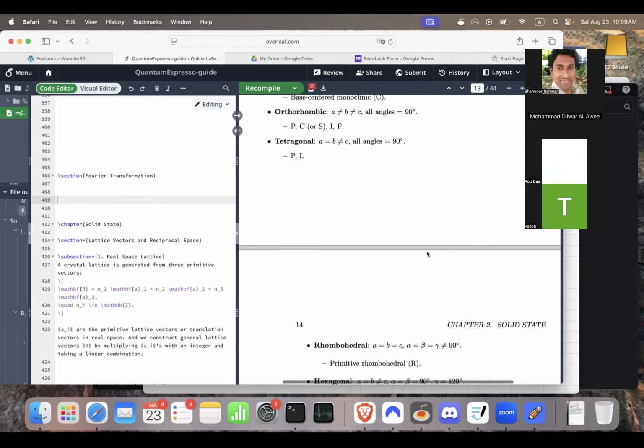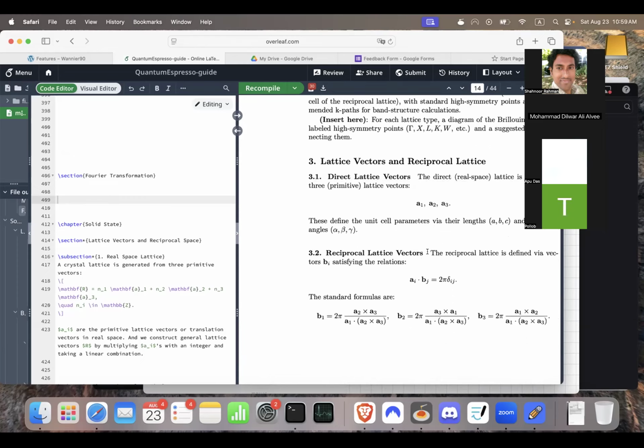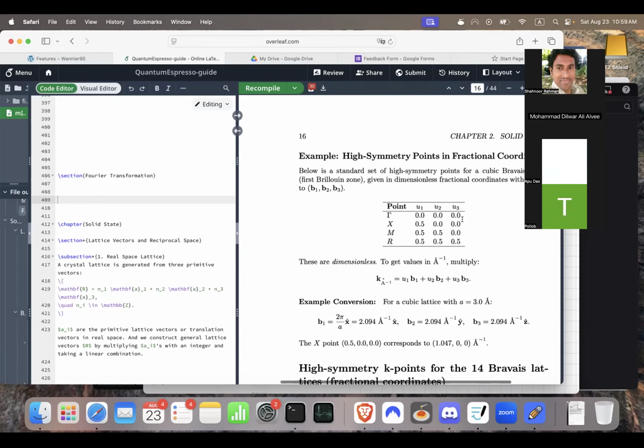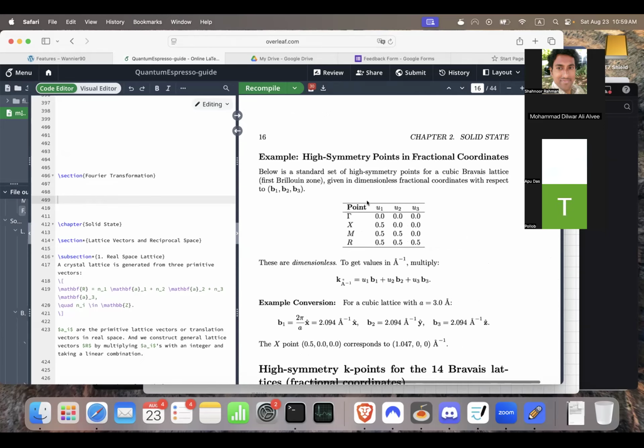These are important when you want to find the k-path. My notations are inconsistent here, which is a problem. That's why I need all of you to proofread this document and make the notation consistent from one section to another.